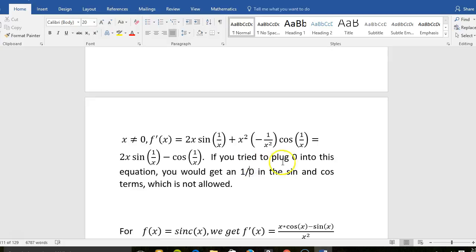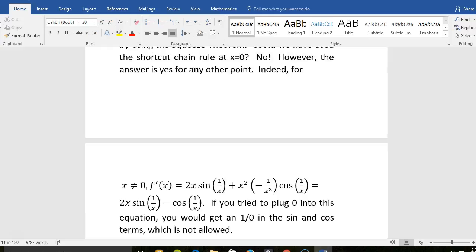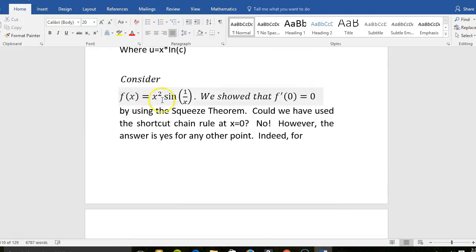Now, if you had tried to plug 0 into this, you would get 1 over 0. You'd get 1 over zeros in the sine and cosine, which we cannot do. For the x equals 0 case, you can't even do this. You have to go back to the original. You have to go back to f of x itself and do the squeeze theorem, and you'll get f prime. It does exist. You'll get 0, but you have to deploy the squeeze theorem to get it.